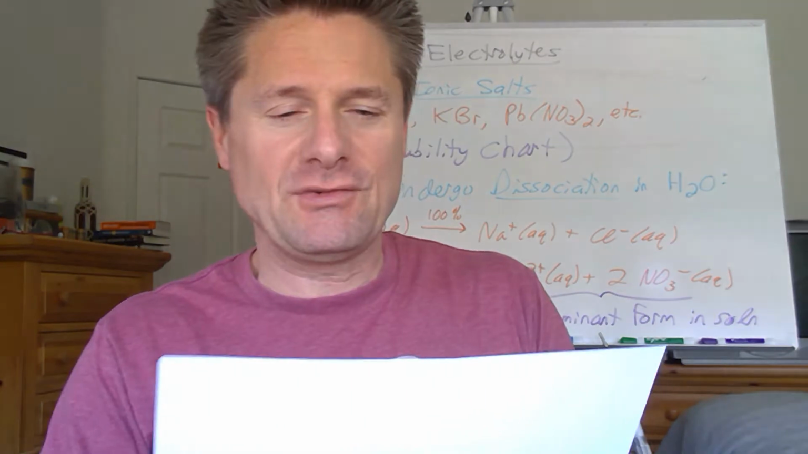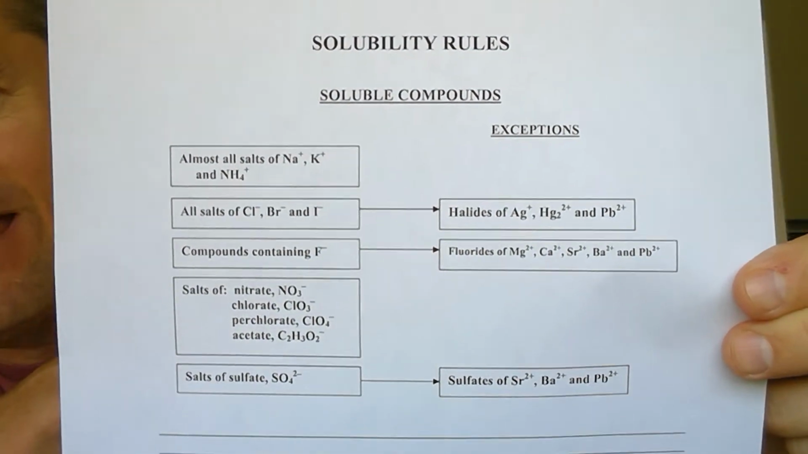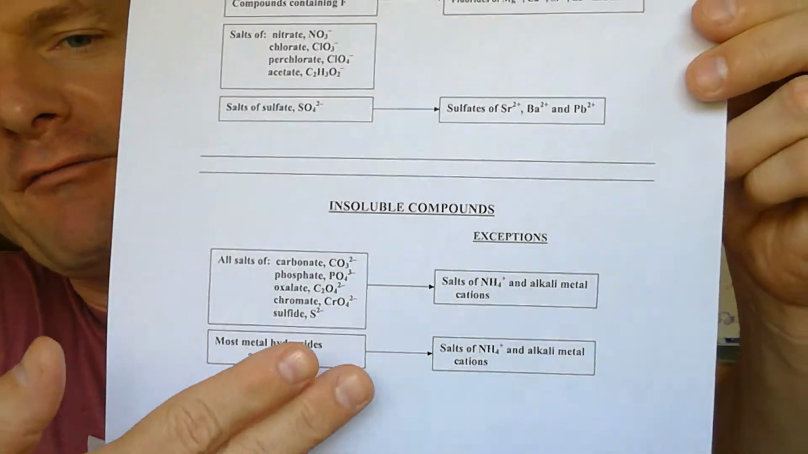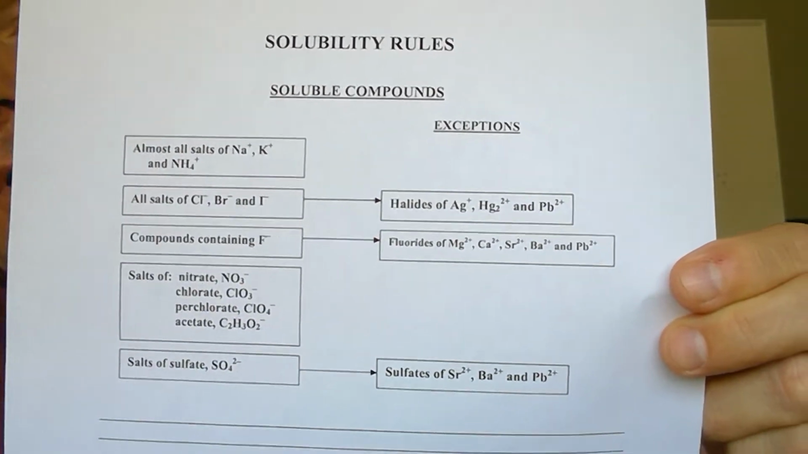All right, did you fetch your solubility chart or solubility rules? Should look something like this. Now, depending on the class you take, these will all look different. All right. So now we're not going to focus on the bottom for it. We're going to only focus on the top, and these are soluble compounds.